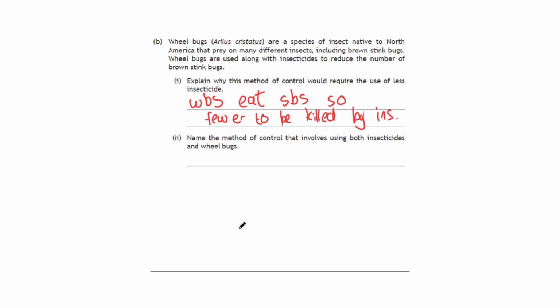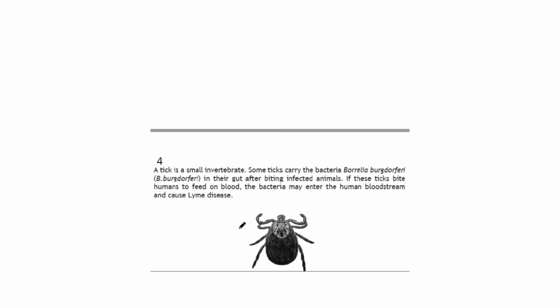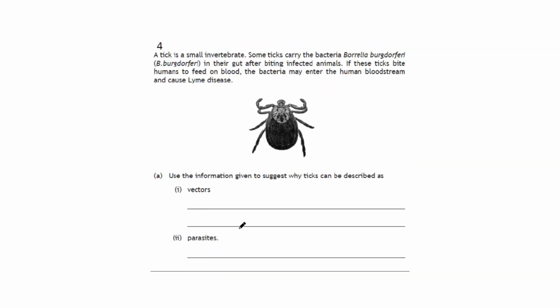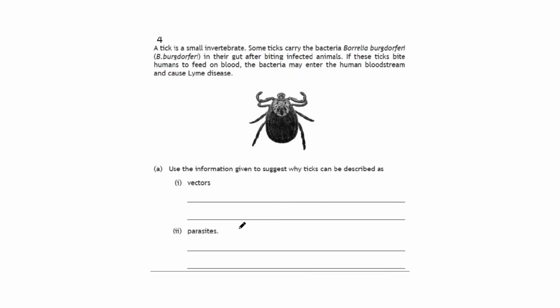Integrated pest management is when you use more than one type of control. Then the last one: a tick is a small invertebrate. Some ticks carry the bacteria B. burgdorferi in their gut after biting infected animals. If these ticks bite humans to feed on blood, the bacteria may enter the human bloodstream and cause Lyme disease. Use the information given to suggest why ticks can be described as vectors and then as parasites.